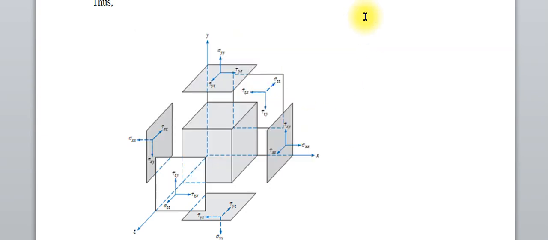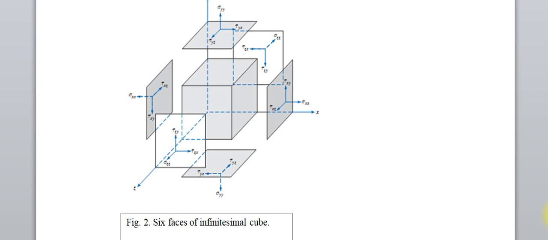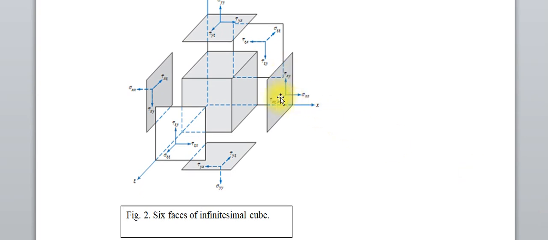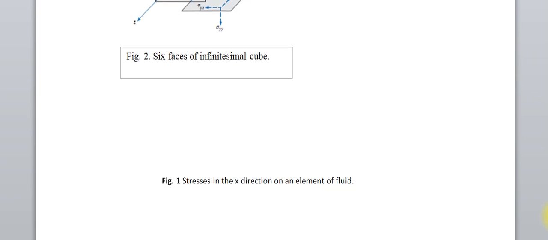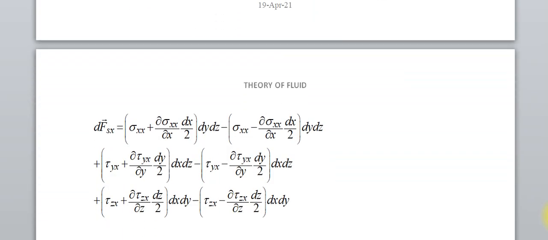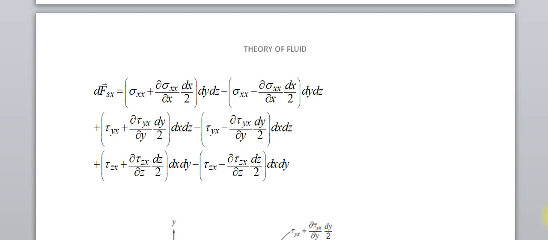It is already shown in this figure. Now, these are the forces: sigma xx, tau xy. These are the forces: sigma yy, and you can see sigma yz, the y plane in the z direction. Similarly, the z plane in the y direction, the z plane in the x direction, and the z plane in the z direction, sigma zz. So there are 6 faces of the infinitesimal cube, but we only need the 9 stresses.